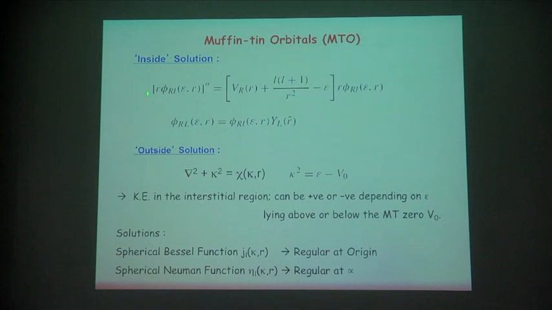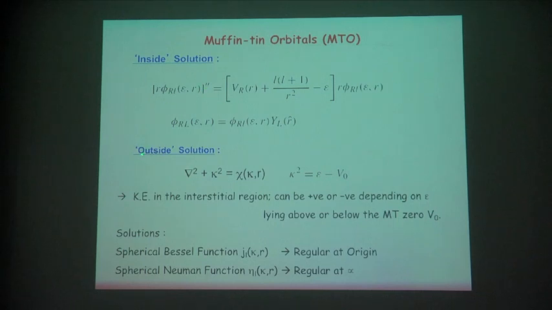Now, this is as far as the inside solution is concerned, and I tell you, solving the spherically symmetric Schrödinger equation typically takes a few seconds on your PC. Very, very fast. That is because of the fact that this is spherically symmetric. That is why life is very easy and you can easily get this solution, no problem.